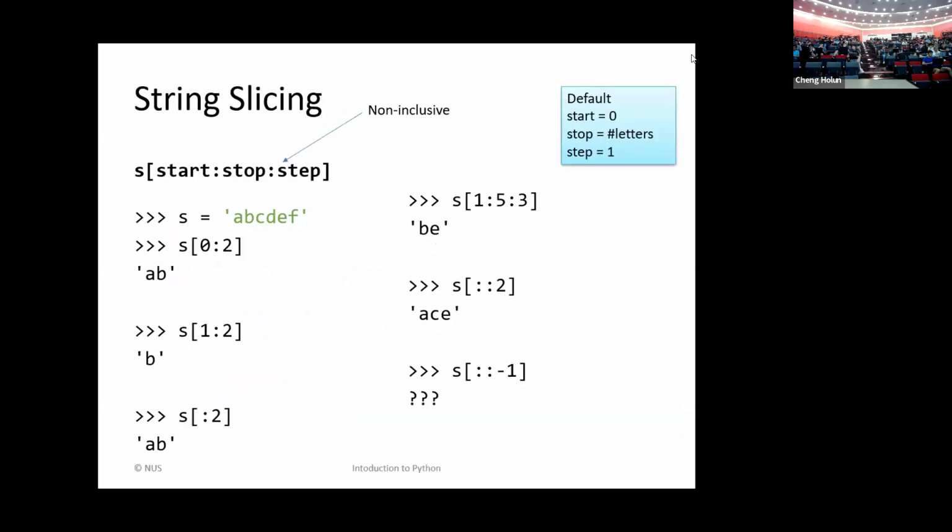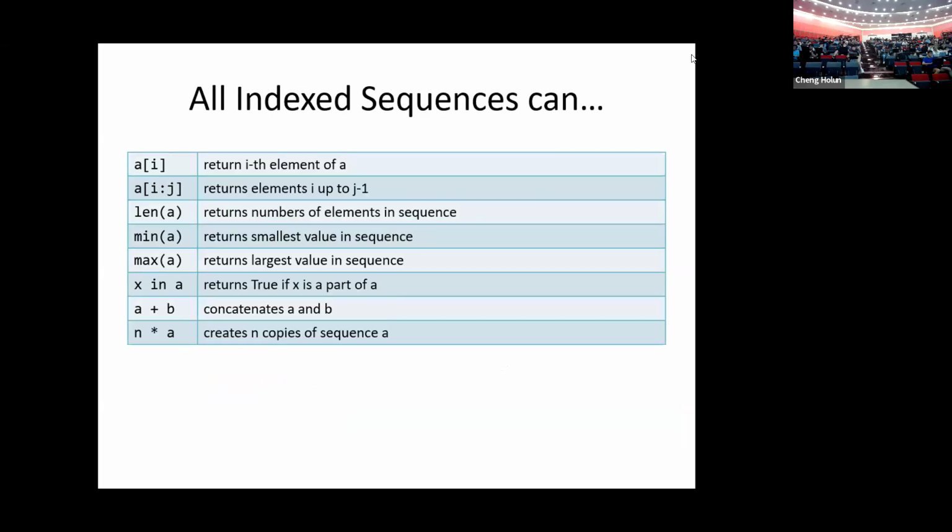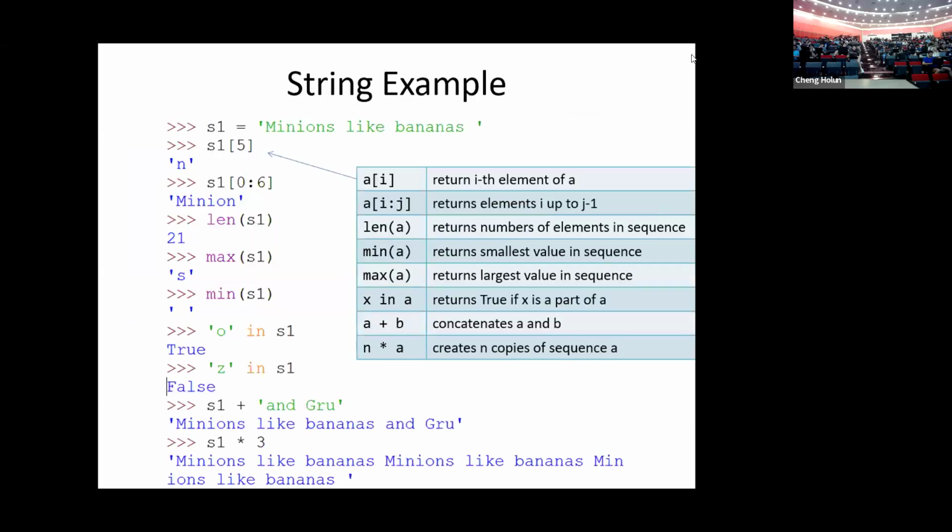And if you remember that, if you have a sequence, you can do all this start, stop, step. These are all the operations you should be familiar with by now, after your tutorials, the Burger Prize, and also other assignments. For example, if S1 is minions like bananas, this is accessing one character. This is doing slicing, which means I select one substring of my whole string.